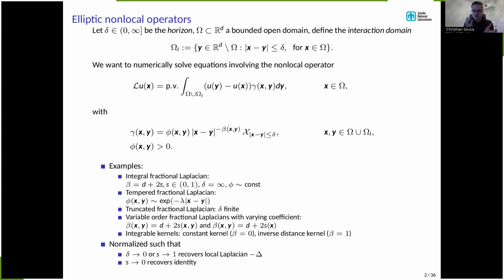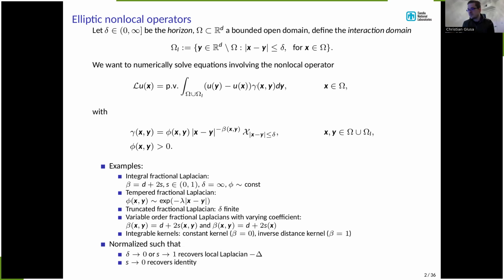So we generally will have some sort of prefactor, phi. You can think of it like a diffusion coefficient. Now, this is a two-point function; we depend on two points in the most general case. The next term in this kernel will be some singularity of some form, and the strength of the singularity, in the most general sense, can also vary in space. And finally, we have this cutoff term or indicator function that limits us to interactions only over a range delta.